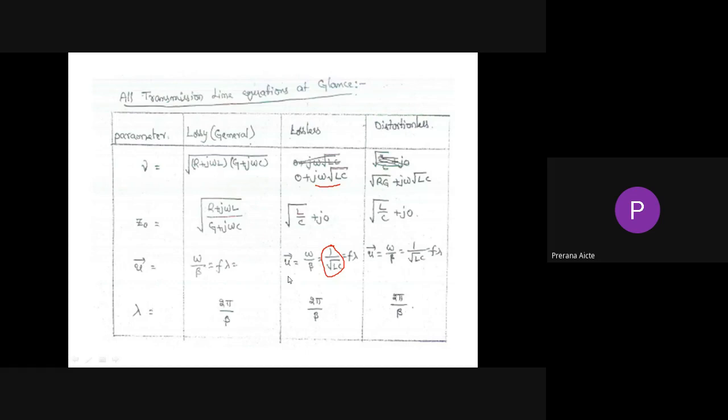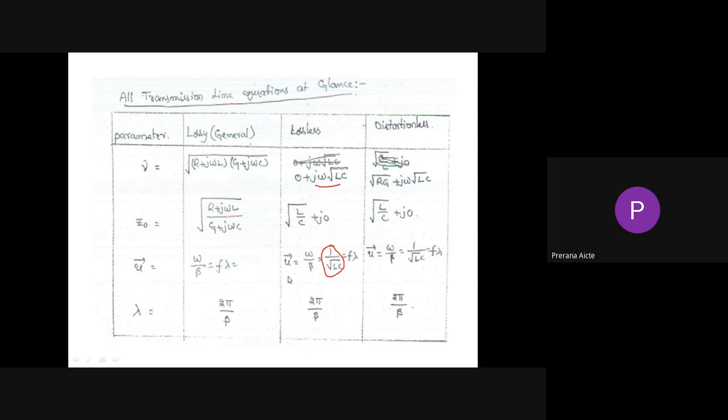Another definition for transmission lines is the characteristic impedance Z naught. Z naught equals the square root of (R plus j omega L) divided by (G plus j omega C). These are the general expressions for lossy transmission lines.